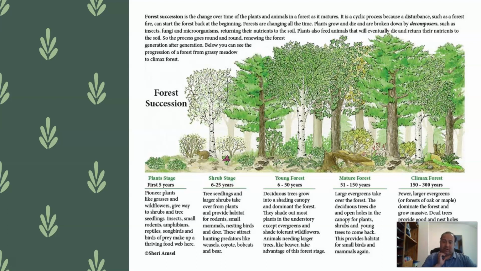And so here's kind of a nice summary of the idea of forest succession. So usually in forests, we start off with grasses and plants in the first 5 years. We get shrubs and then small trees 6 to 25 years. The next 50 years, we've got a young forest. 50 to 150 years, we've got a mature forest, and a climax or old growth forest is what we get when these trees get to be over 150 years old.